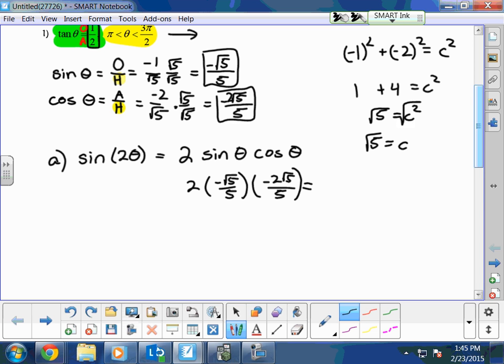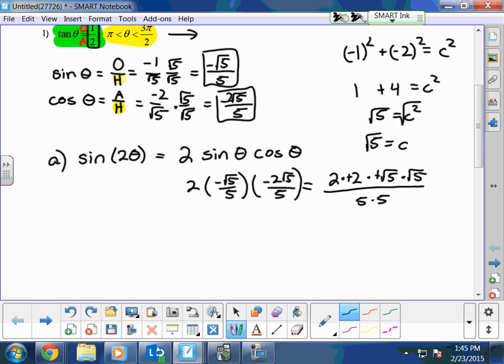This really looks like this. 2 times negative square root of 5. Well, actually, I'm going to go ahead and list it all together in a way that might make it easier for you. What I mean is I'm going to put the whole numbers with whole numbers: 2 times negative 2 times negative square root of 5 times square root of 5. Now these two negatives are going to become positive right off the bat. And at the bottom, I'm going to have just 5 times 5.